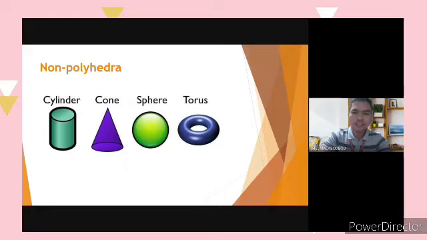Another type of solids are non-polyhedra. These are solids in which the faces are not polygons. That is, they have curved faces or a mix of curved and flat surfaces, such as cylinder, cone, sphere, and torus. As you can see, these are solids with curved surfaces.